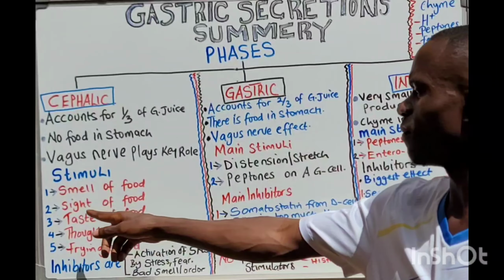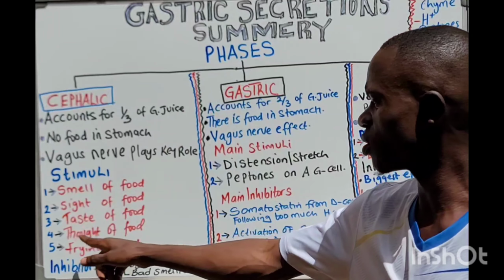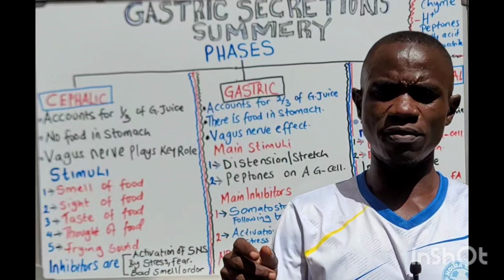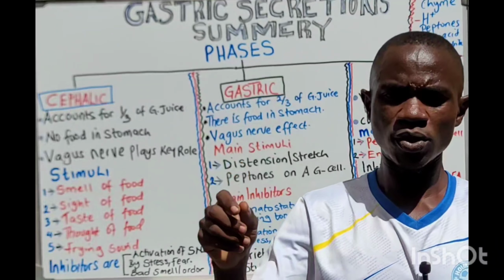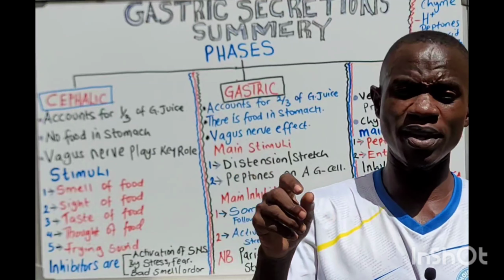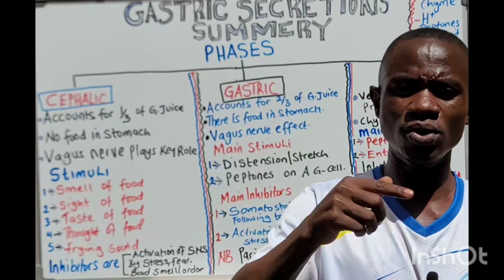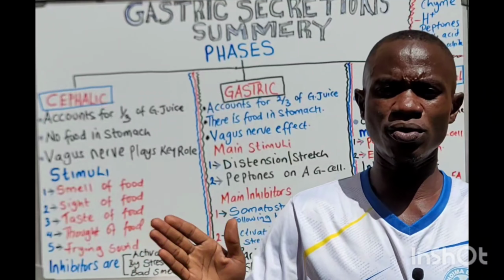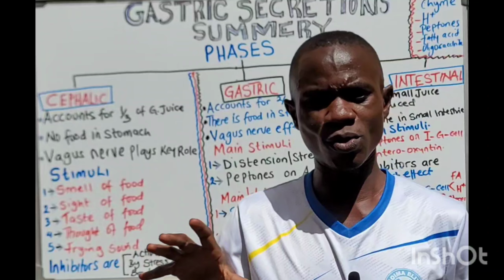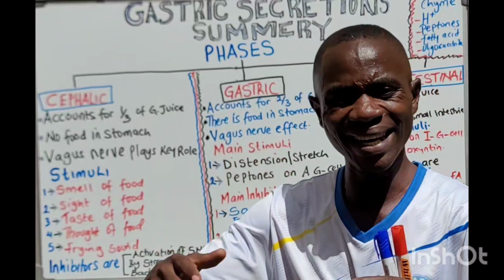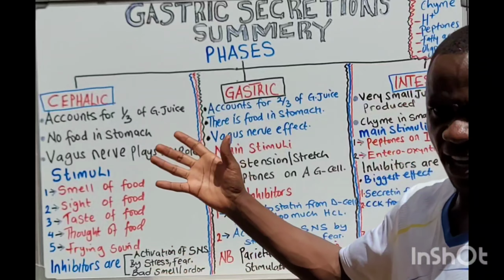The same thing happens in the case of the smell, the thought, and the frying sound. Different cortex will be activated, which will give off the information to the hypothalamus, specifically the parasympathetic part, which will also give a descending axon to activate the dorsal nucleus vagus, which will give out the motor fibers of the vagus nerve to go and release acetylcholine on different cells within the gastric gland, leading to the production of gastric juice.